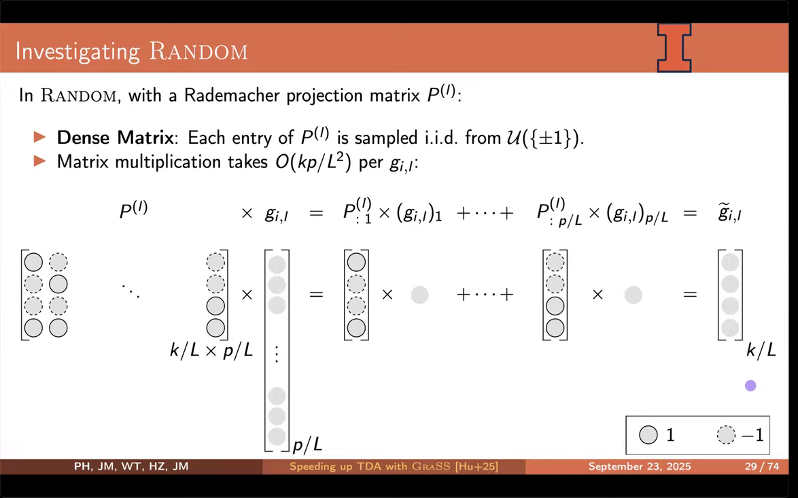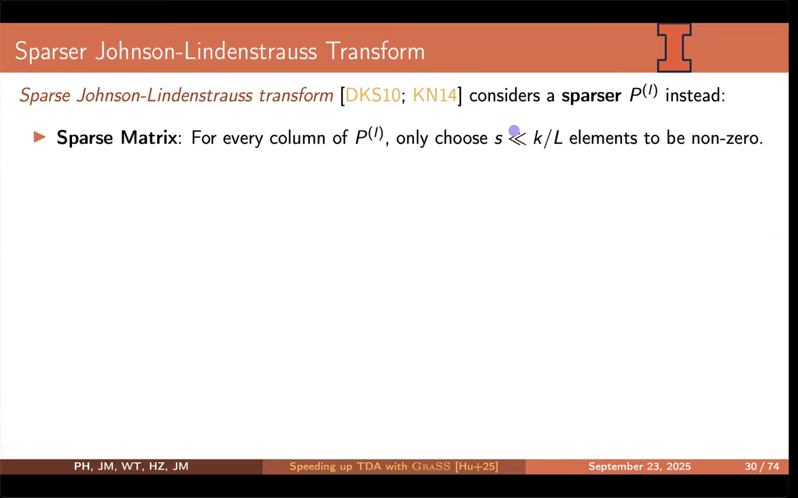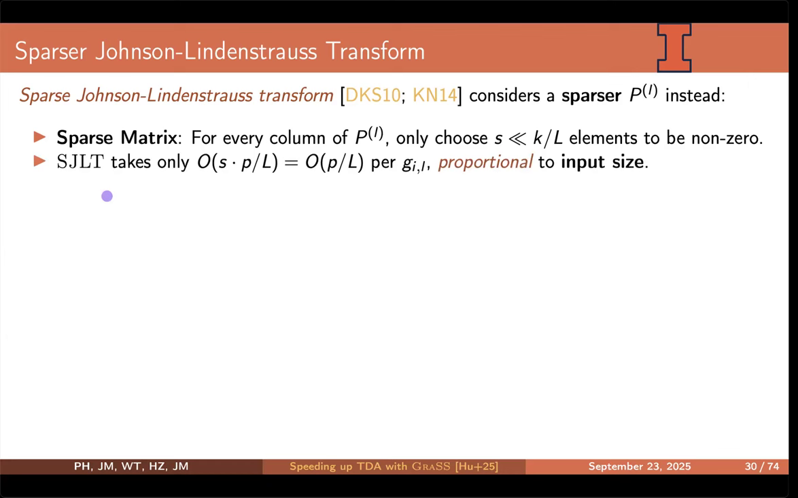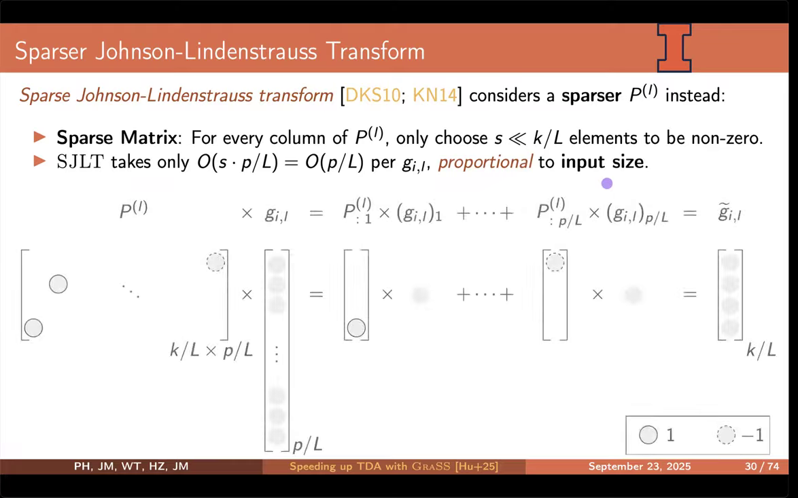So a natural idea to speed this up is to sparsify your projection matrix, which leads to the so-called sparse Johnson-Lindenstrauss transform, or SJLT. Instead of making the projection matrix fully dense, let's take only s of the entries to be non-zero, where s is like 1 or 2. Then SJLT will take only p over l per gradient if s is a small constant, and we see that this is proportional to input size. If this is not clear, then look at the picture.